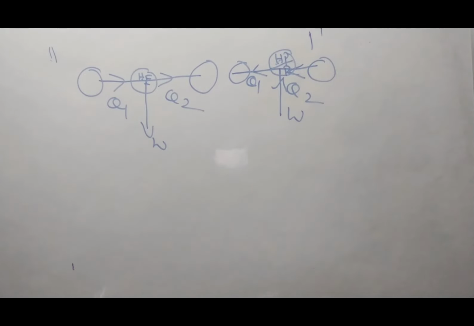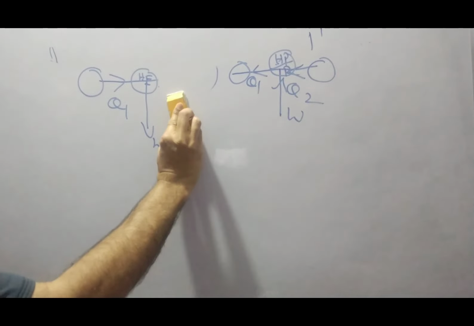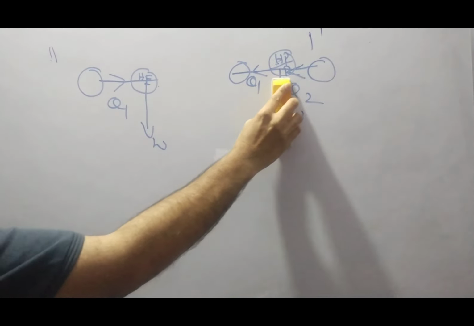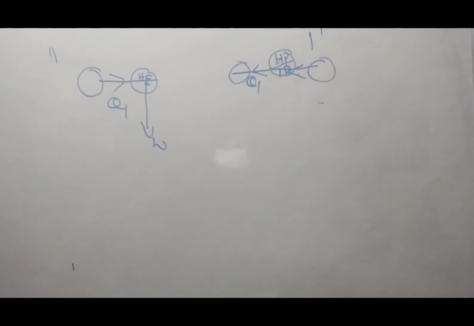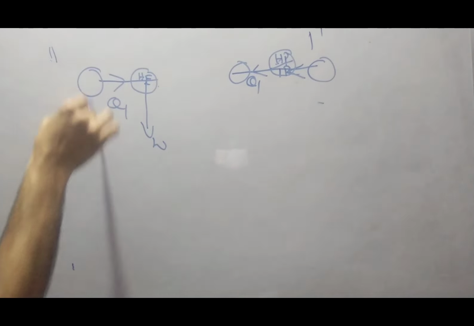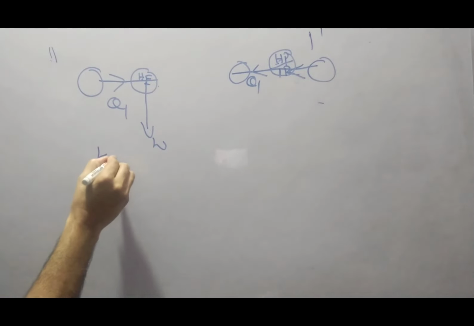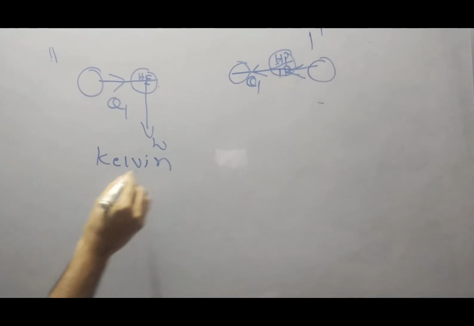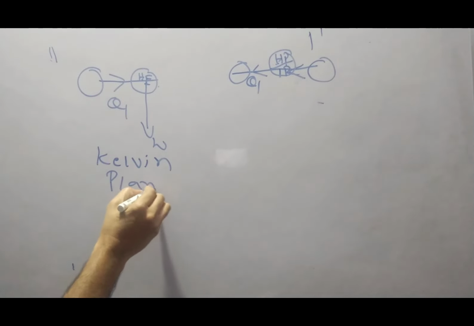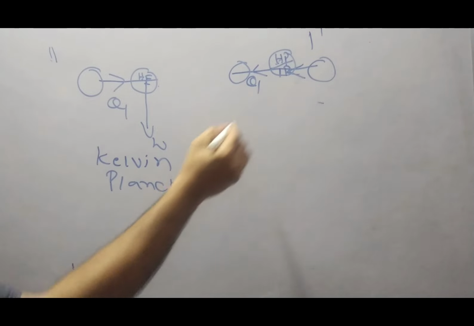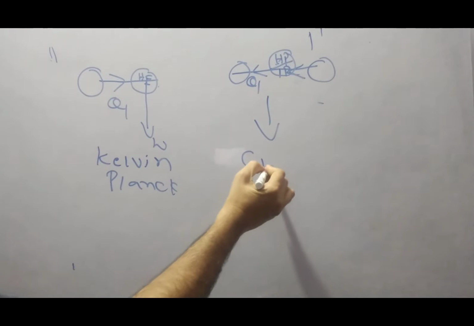So what is the second law of thermodynamics? I told you we have to remove this part. If you remove this part and if you remove this part, this is known as the Kelvin Planck statement of the second law of thermodynamics. Very simple only. Kelvin Planck. This is the Clausius statement. That's all.